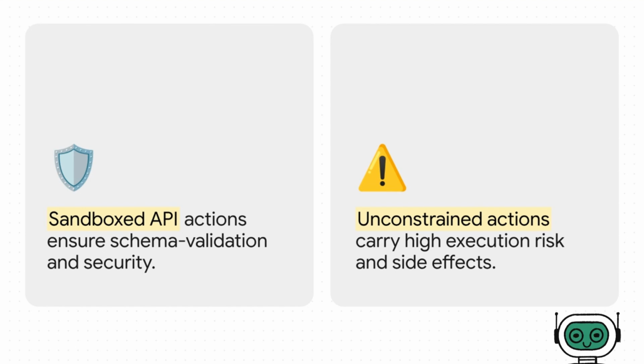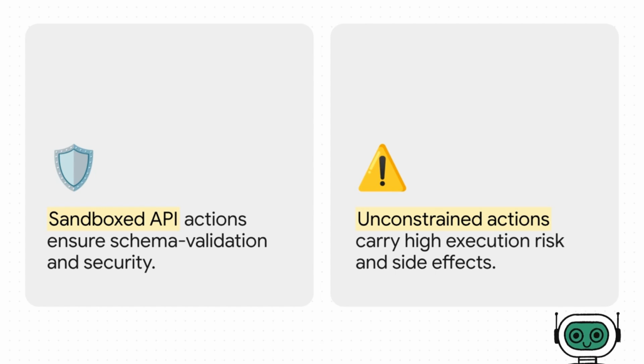Let's ground this whole architecture in a real-world enterprise workflow. Imagine you've deployed an AI agent to resolve customer supply chain queries or process financial refunds. When that agent decides a refund is necessary, it uses tool calling to take action. But as practitioners, we have to govern this strictly. A safe, sandboxed API action uses schema validation and least privilege access. It ensures the agent only does exactly what it's authorized to do.